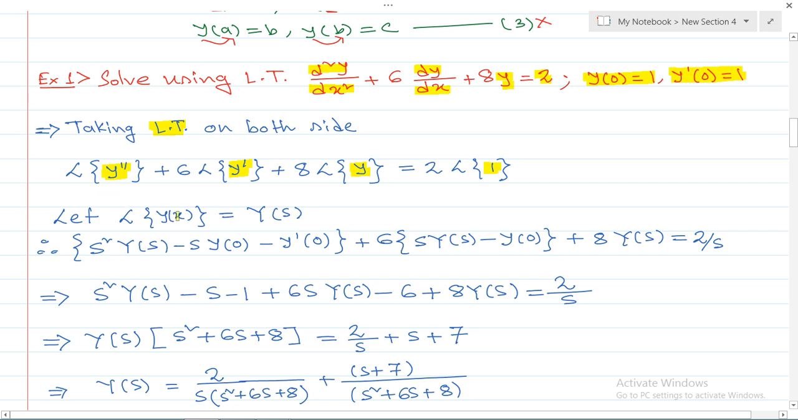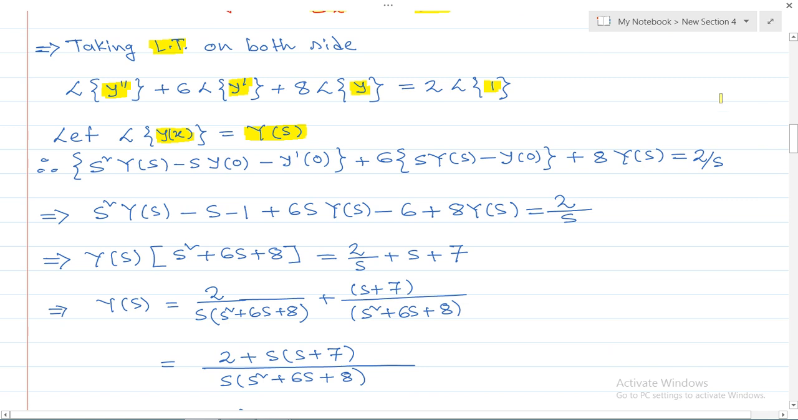Now we consider that Laplace transformation of small y(x) equals capital Y(s). Y(s) is the transformed function. So we have to apply the Laplace transformation and the given differential equation will turn into an algebraic equation which is easy to solve. So that is the advantage of the Laplace transformation. So we have to apply the formulas that I have written already for double derivative and single derivative.